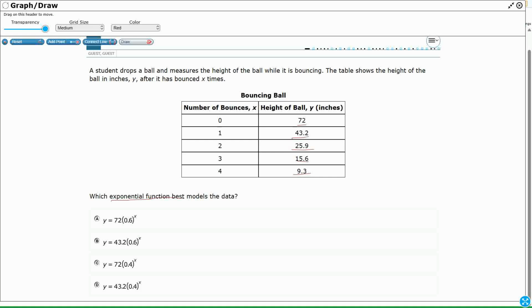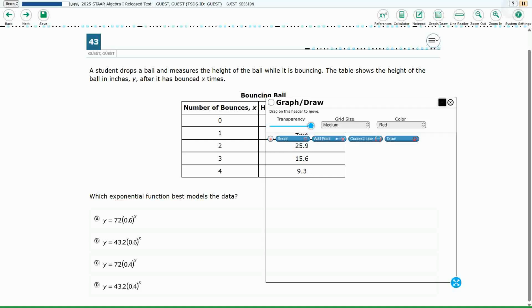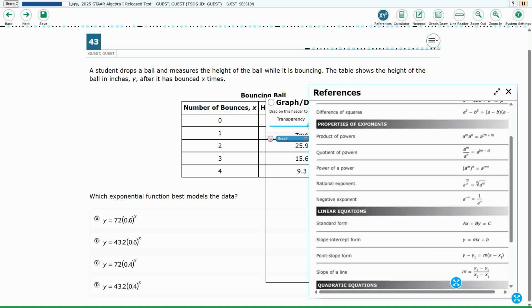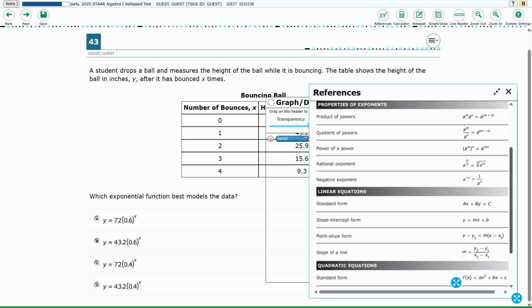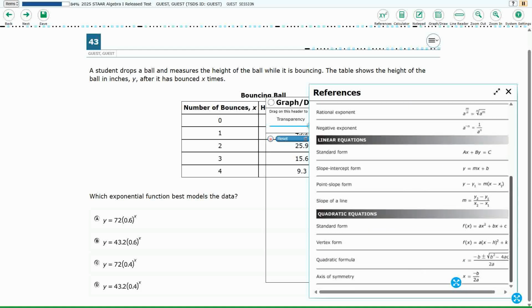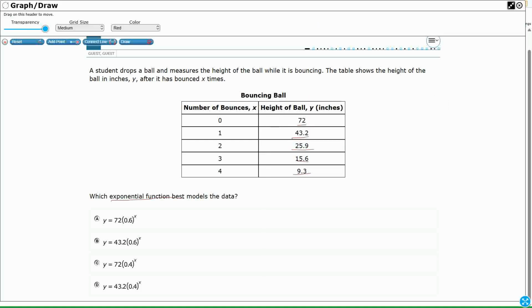And so first we need to understand what our standard form for exponential functions is. And if we look in our reference materials, we are not going to find it. We are going to find factoring, properties of exponents, and then linear equations, and then quadratic equations. We get no exponential functions. So we need to come into this test knowing that our standard form is going to be y equals a times b to the x.